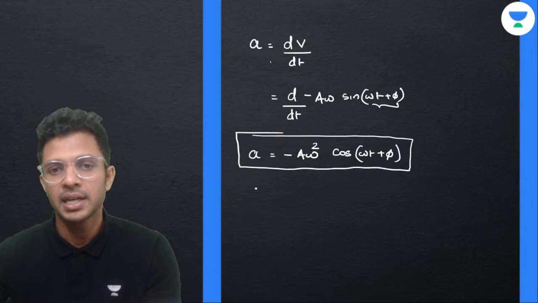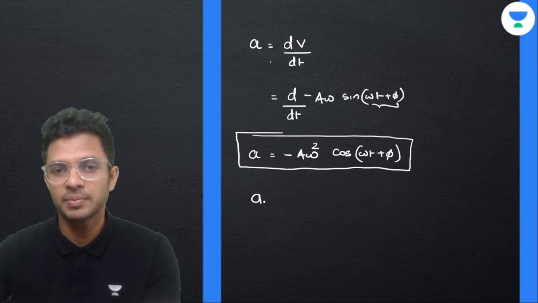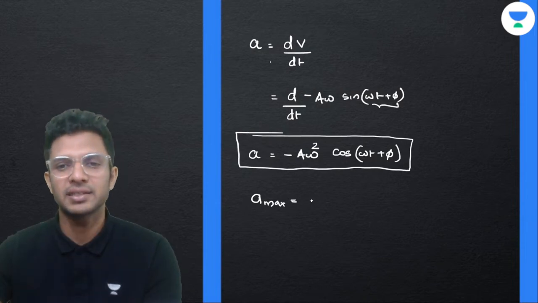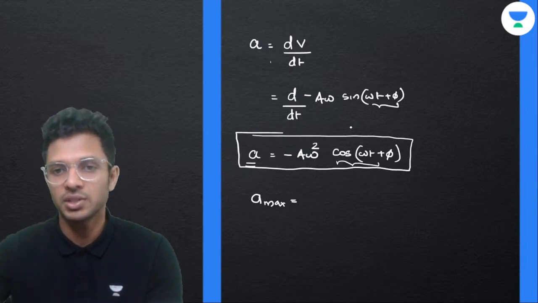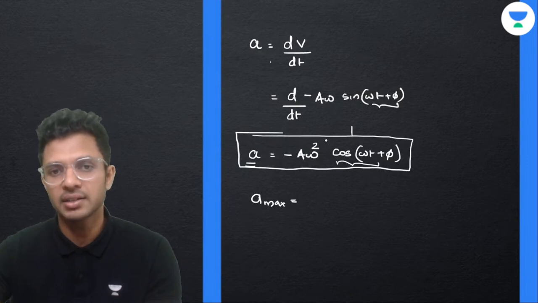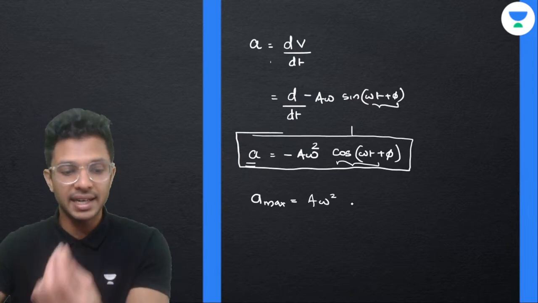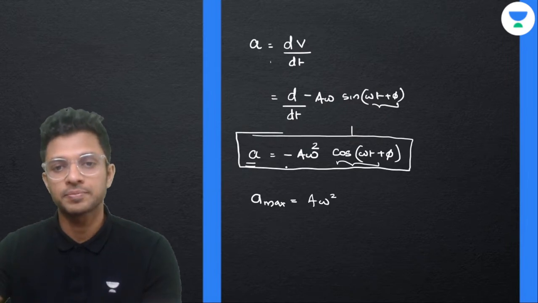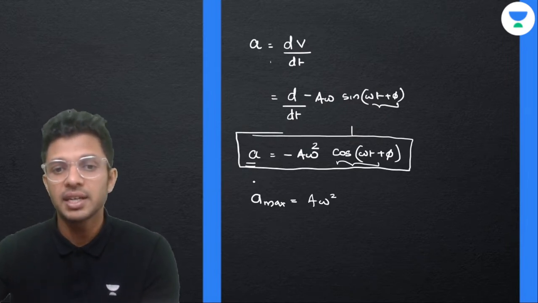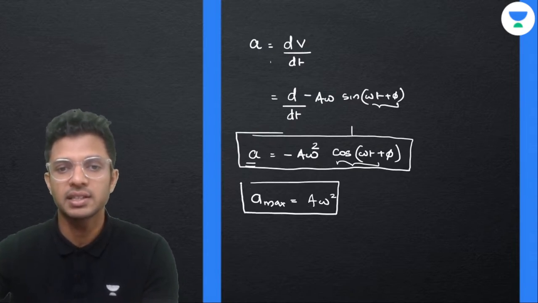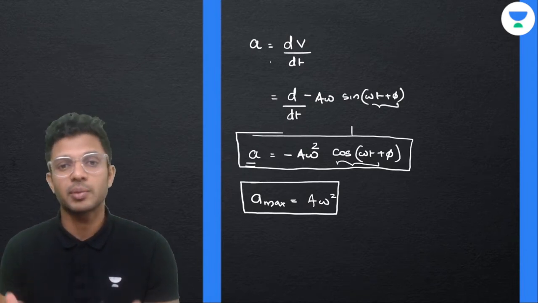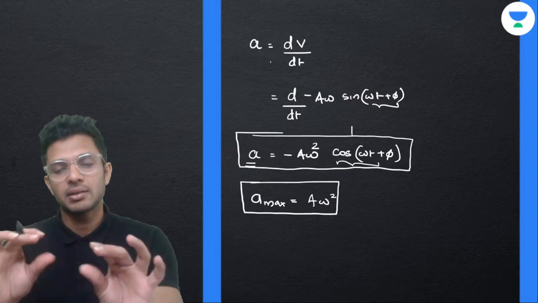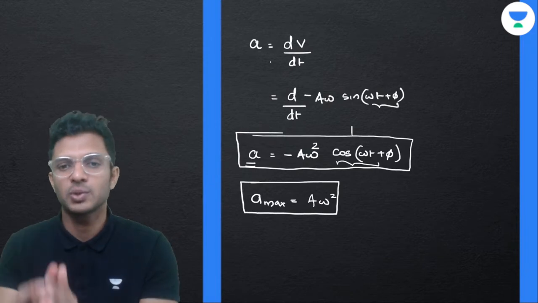Perfect. Now, just like I asked you with velocity, tell me what can be the maximum value of acceleration? Acceleration can be maximum when the function of cos takes its maximum value, which is 1. So when cos takes a value of 1, acceleration will be equal to minus a omega square into 1, which is a omega square. I am not taking the negative sign because I am not going for direction. We just have written the maximum magnitude of acceleration that is possible. The negative sign shows the direction of acceleration, so we are not interested in that when we talk about maximum magnitude. So its numerical value or magnitude is a omega square.